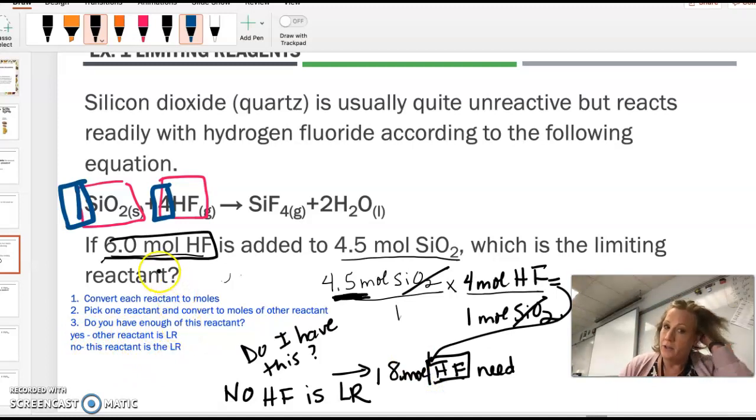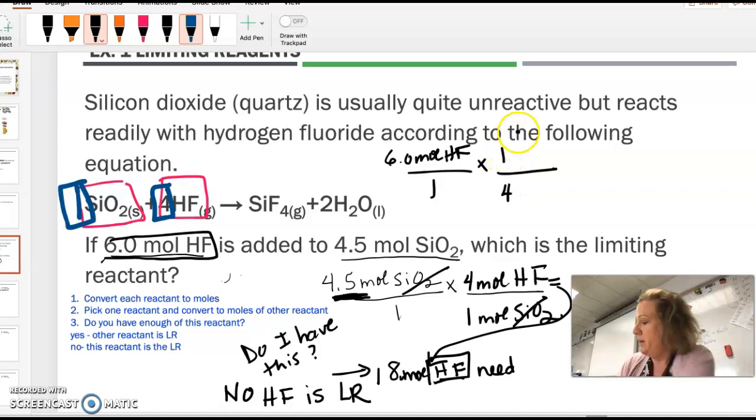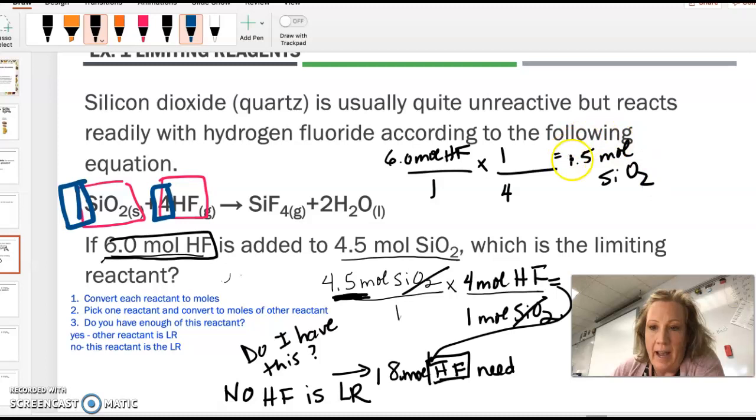We could have gone the other direction too. If I had gone the other way, I would have started with my 6 moles of HF, and I would have converted it to SiO2. So my ratio would have been 1 to 4, and that would have given me 1.5 moles of SiO2. And I would ask myself, do I have this?